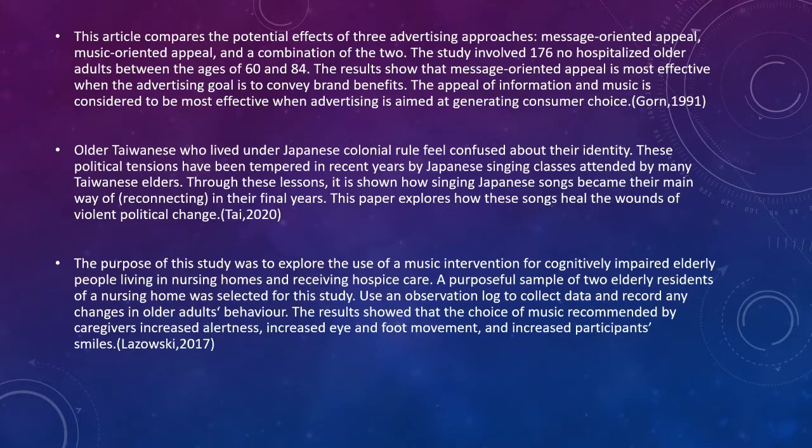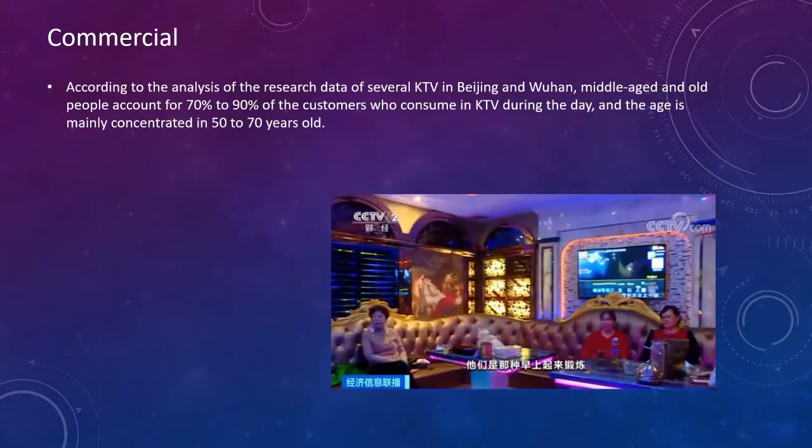and increased participation. And for the commercial use, according to analysis of research data from several KTVs in Beijing and Wuhan, middle-aged and older people account for 70% to 90% of the customers who consume in KTV during the day, and the age is mainly concentrated between 50 and 70 years old. It seems that young people are not the main part of KTV customers in the daytime, at least.